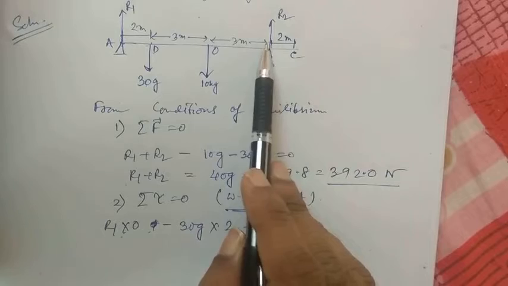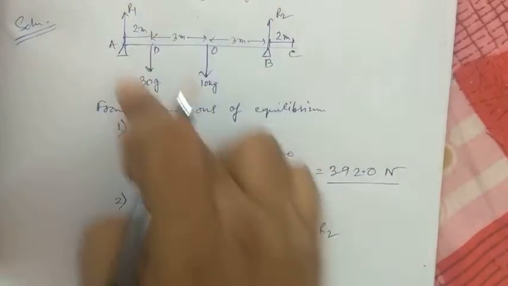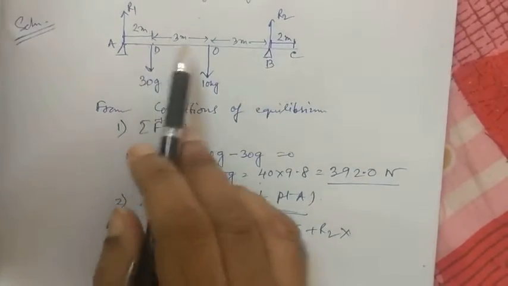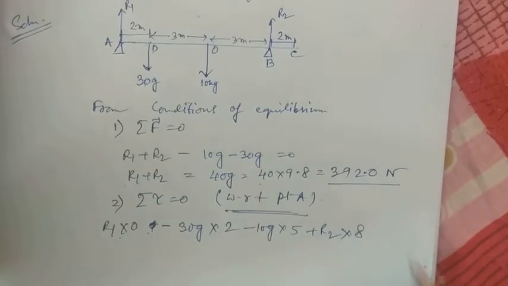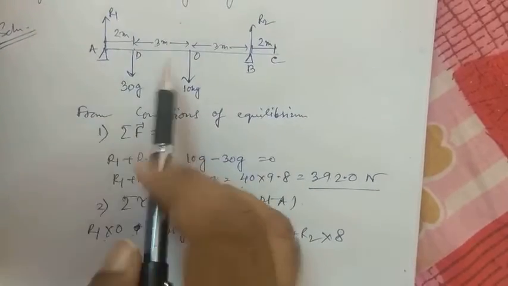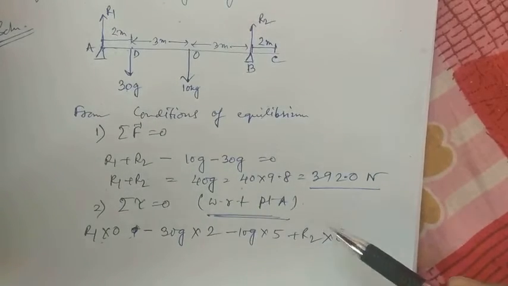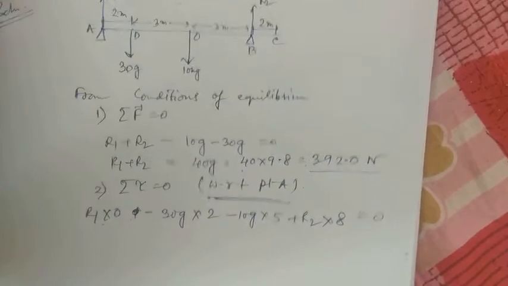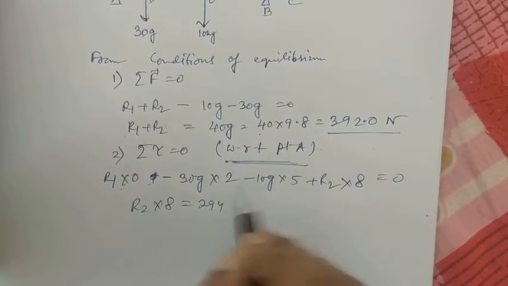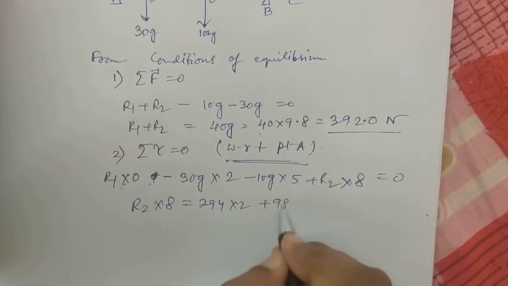Another one is R2. But R2 will try to rotate the rod in the anti-clockwise direction. So it will have a plus sign in front, into how much distance? 2 plus 3 plus 3, 6 plus 2, 8 meters. So these are the forces, 1, 2, 3 and 4 forces, out of which R1 will be 0 and the rest 3 will have their respective moments about point A. That must be equal to 0. That means R2 into 8 is equal to 30g into 2 plus 10g into 5.